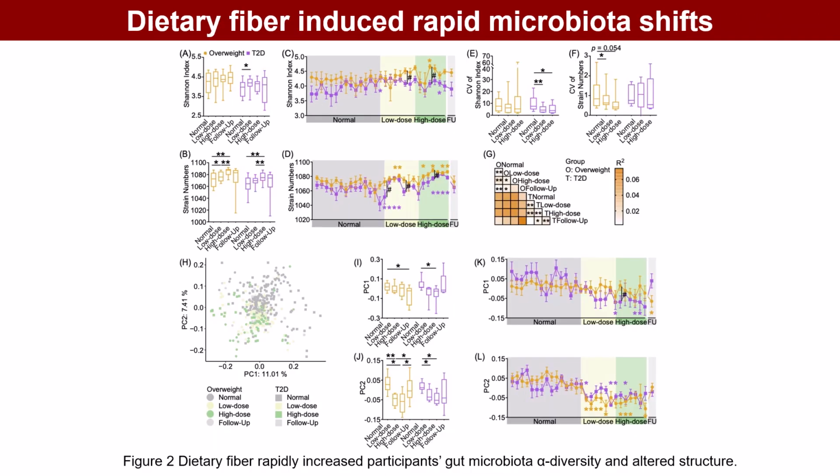We performed shotgun metagenomic sequencing and assembled 1,100 high-quality metagenome-assembled genomes. Dietary fiber increased microbial alpha diversity in both groups, with significant changes observed within the first 3 days of intervention. Additionally, daily sampling revealed that changes in gut microbe composition began as early as the second day of intervention.